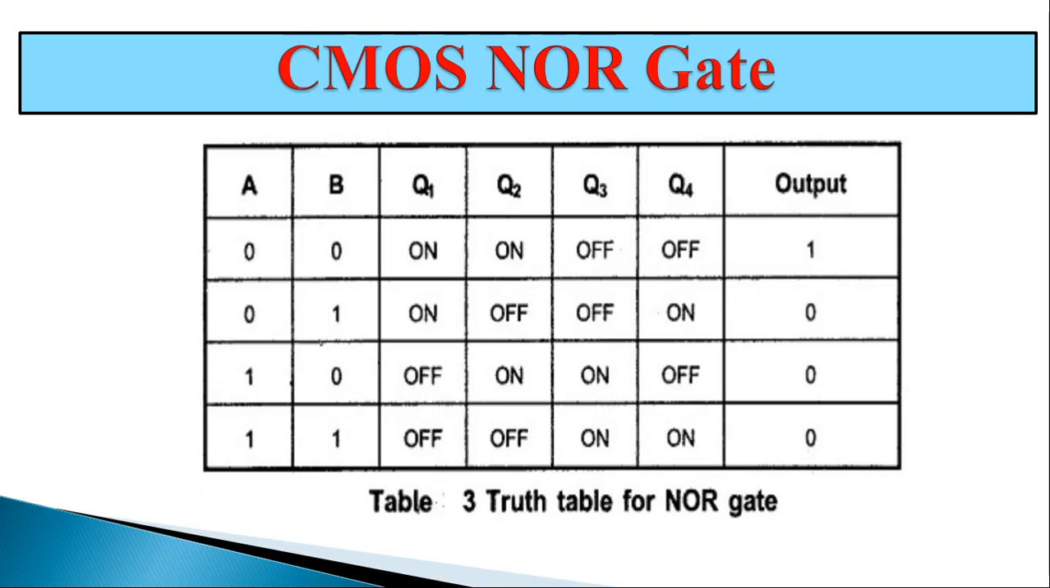Then this table shows the truth table of CMOS NOR gate, and when A and B equal to 0, then Q1 Q2 is at on state and Q3 Q4 at off state, and it gives the output that is equal to 1, and remaining all input states, that means A equal to 0 and B equal to 1, similarly, A equal to 1 and B equal to 0, and also A1 and B1, it produces the output that is equal to 0, and therefore this truth table is equivalent to truth table of 2 input NOR gate.